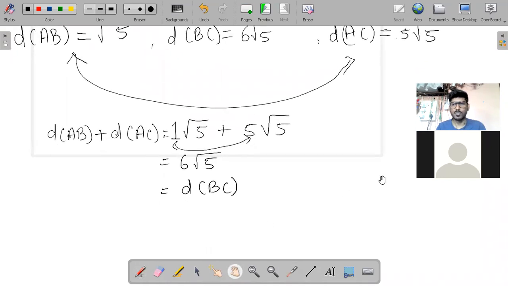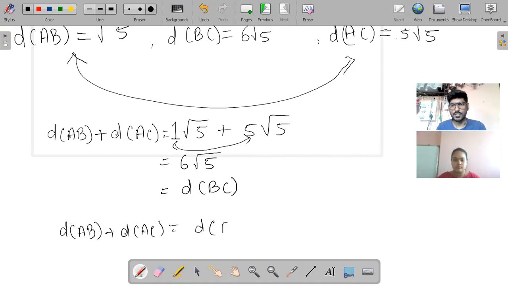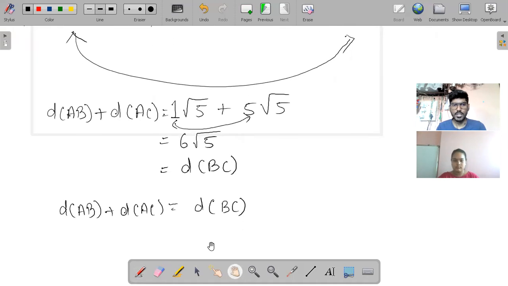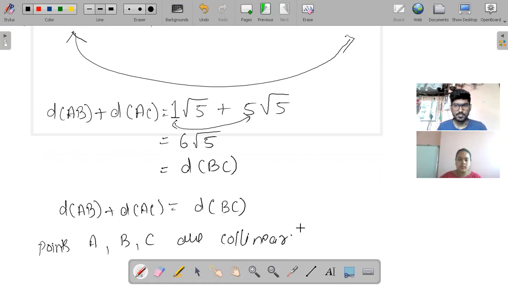So it is satisfying this property. So distance AB plus distance AC is equal to the third distance BC. Okay, so from here you say that points A, B, and C are collinear. Is this clear? This sum? Yes. Okay. Write this last part.